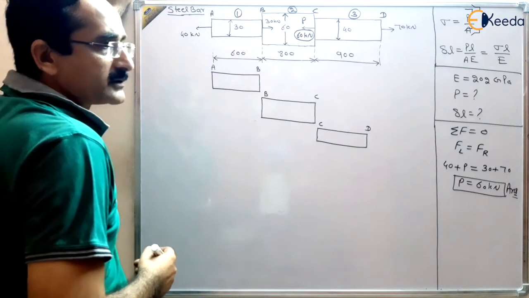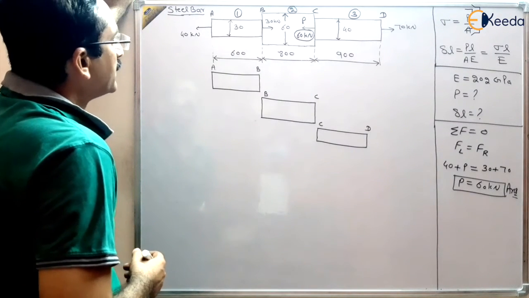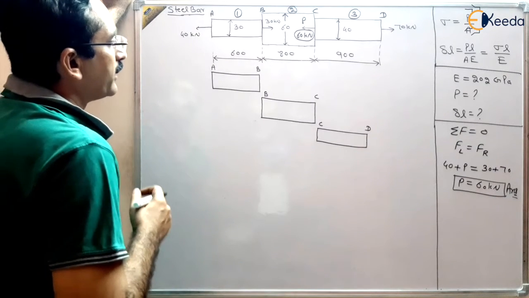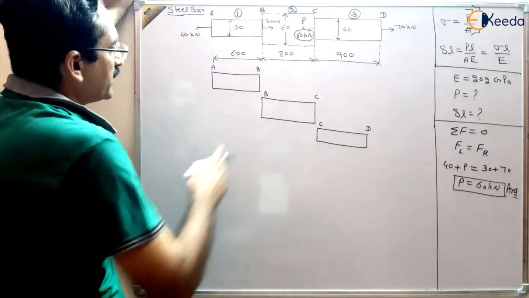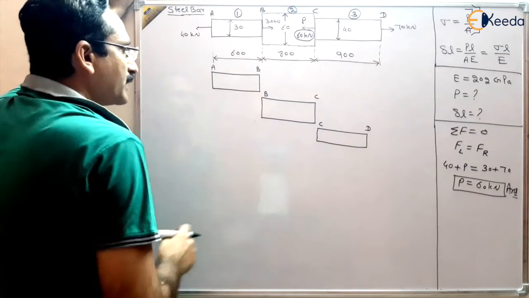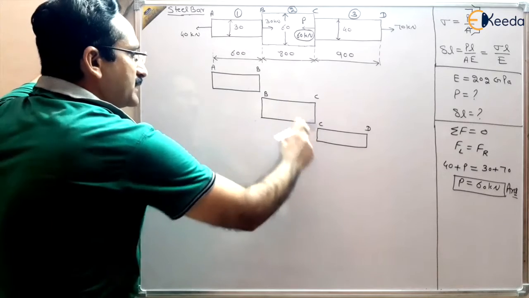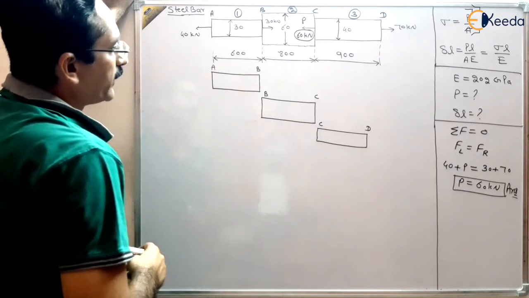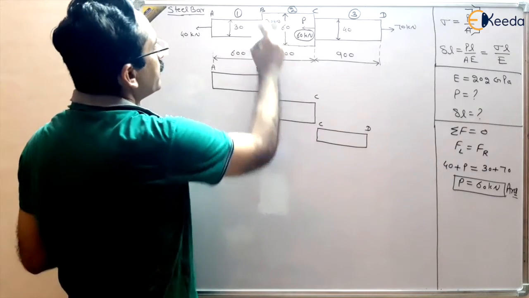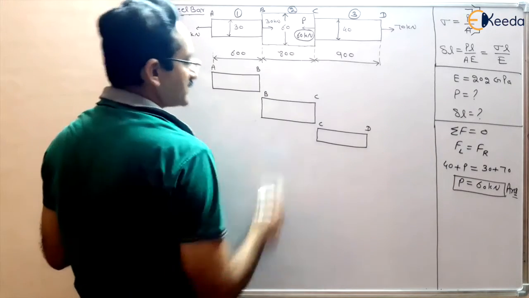These are the three sections of the bar, right? Now you have seen that there are some points which are common to the two sections, like this B point. B point is common to AB and BC. C point is also common to BC and CD, and we have to find out the forces in each bar, right? But the total force should be 30 kilonewton at B and 60 kilonewton at C, right?